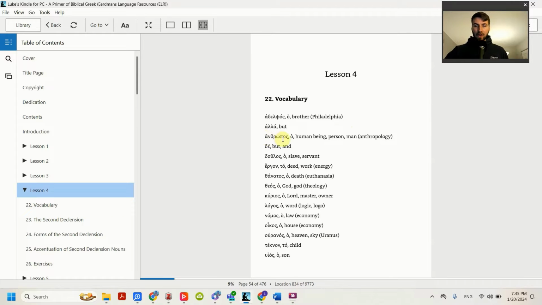And we can see this in the vocab. If you remember, the article comes second in the word, and that tells you what gender the noun is. So, Adolfos, and then it has O here. That tells you that Adolfos is masculine gender. Or if you move down here, you have Ergon has to, and that means that it is neuter gender. So if it has to, it's neuter. If it has o, it's masculine. If it has the eta, or e, that is feminine.